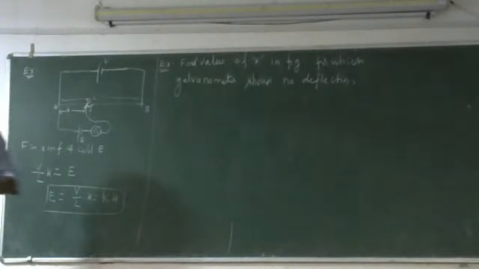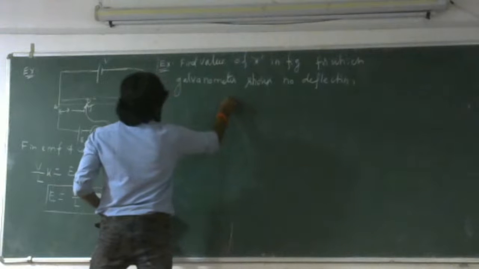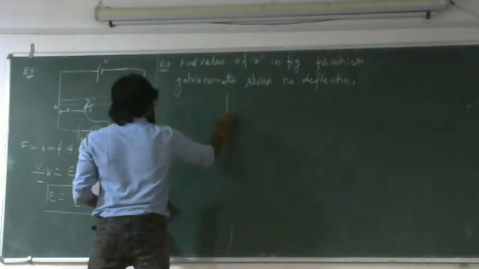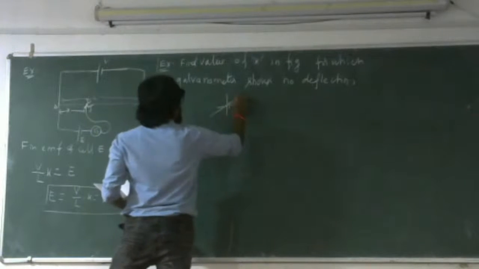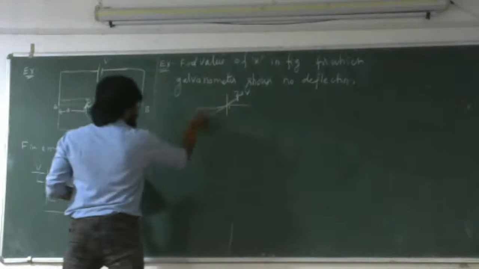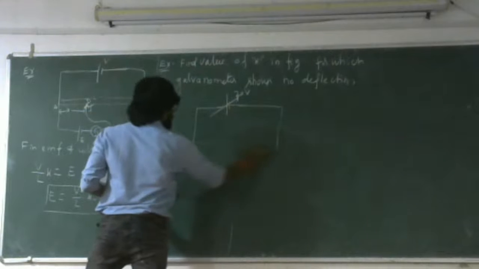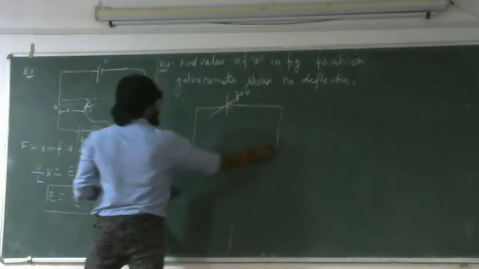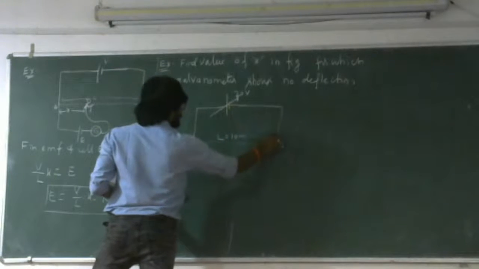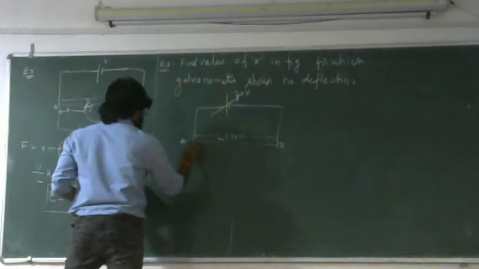So here, let me give you one simple circuit. Write down. Here we have a battery. You can consider this a variable battery having a potential of 20 volts. It is connected to a wire between these 2 points, A and B. Its length L is equal to 10 meters.